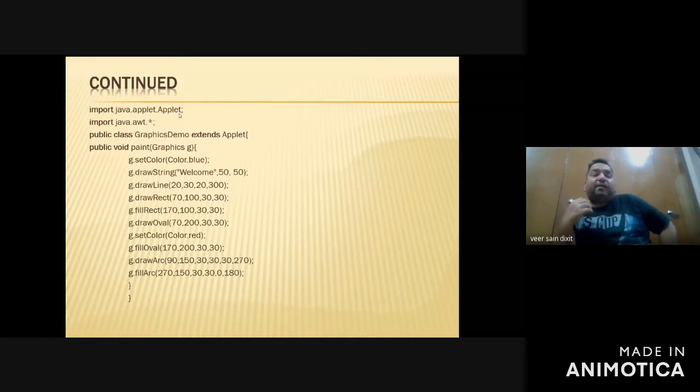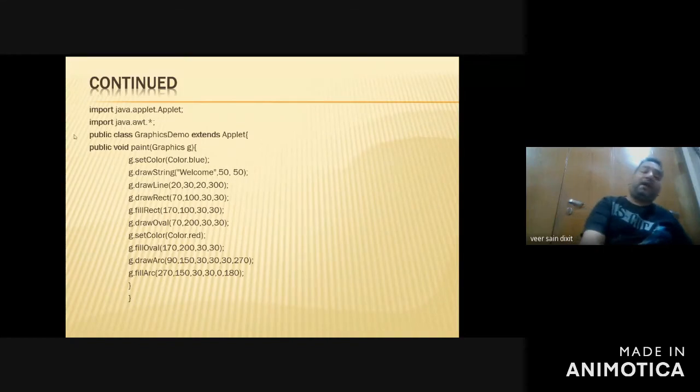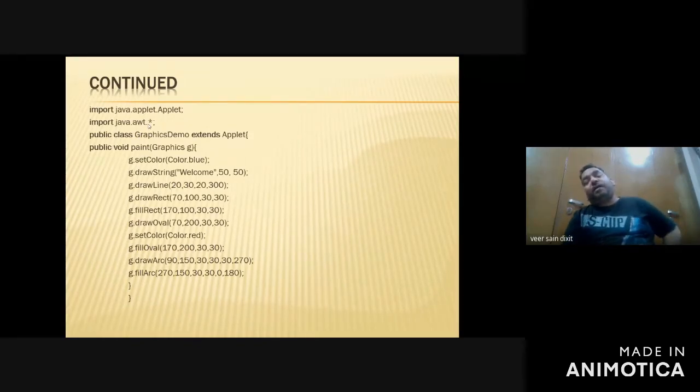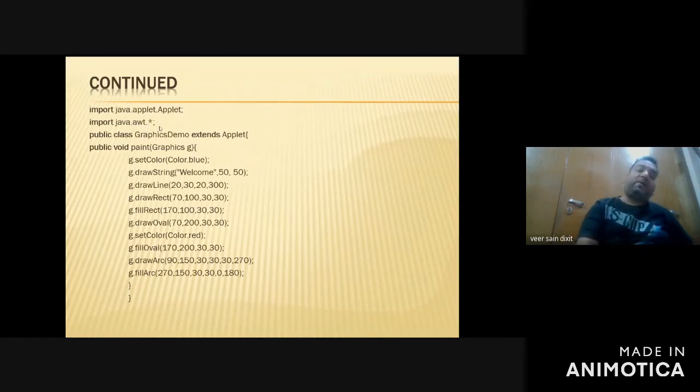It will inherit the init method, start method, stop method, destroy method, right? Then import java.awt.star. This will inherit all the component classes, for example, graphics. So for that we will write import java.awt.star. Here public class name extends applet.